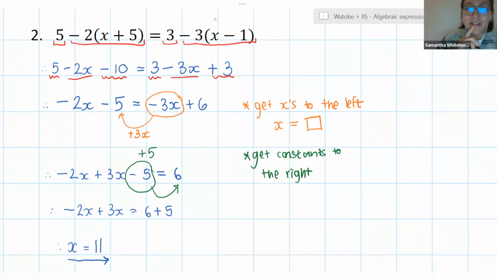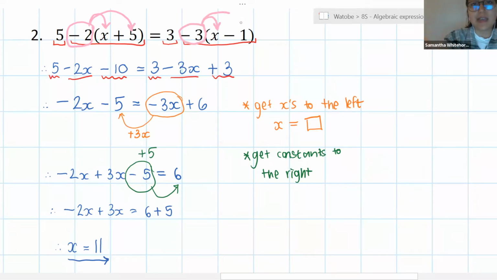Yep. All right. So those of you with the thumbs down or saying I'm confused, I'm explaining it again, so please listen. In my equation, I have got separate terms on either side. And so what that means is that this -2 on the left needs to be multiplied to the x and to the 5. And this -3 on the right needs to be multiplied to the x and the -1 before I start doing any inverse operations.